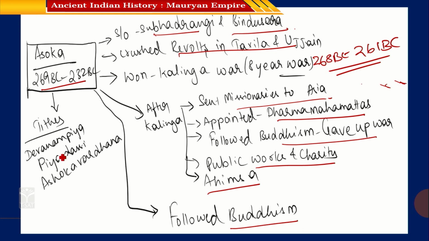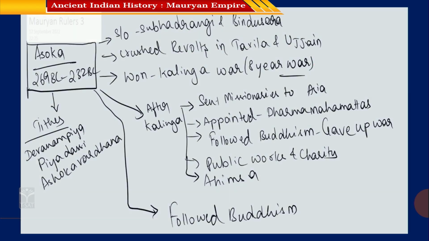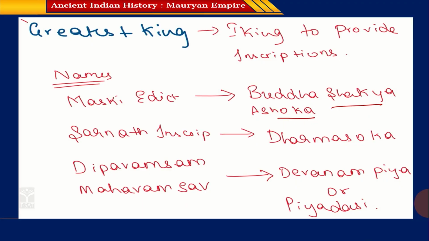He is also called Devanam Piyadasi Ashokavardhana. Bhagavad Purana calls him Ashokavardhana. There are different names. Maski edict calls him Buddha Sakya Ashoka. Sarnath inscription calls him Dhamma Ashoka. Mahavamsa, the books of Sri Lanka, very important books of Sri Lankan Buddhism, call him Devanam or Piyadasi.